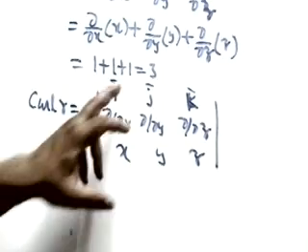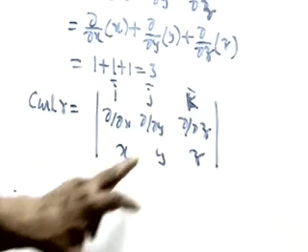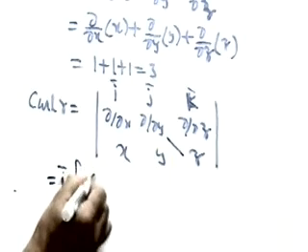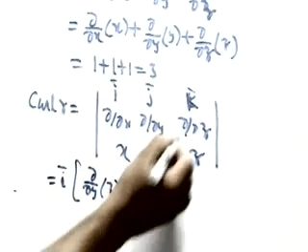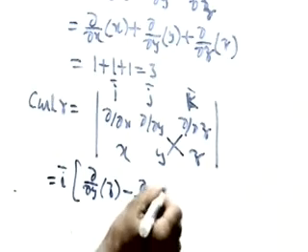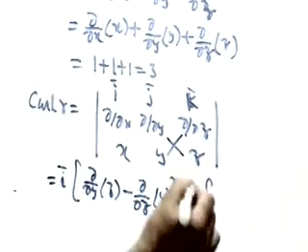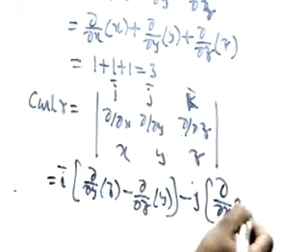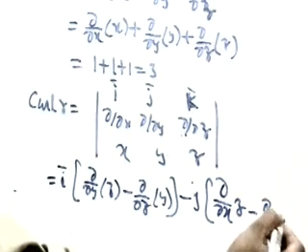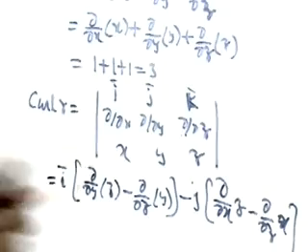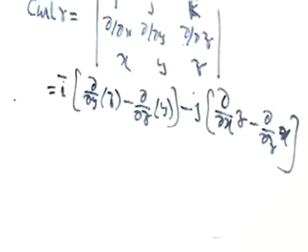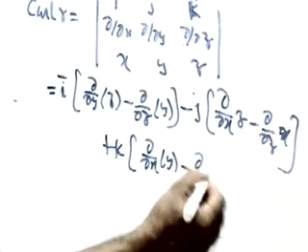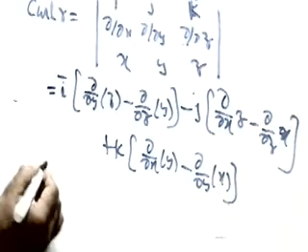Now see here, next question, curl. We know curl is the determinant with i, j, k, ∂/∂x, ∂/∂y, ∂/∂z, x, y, z. Now let me expand this. So i into, we have to multiply this, ∂/∂y of z minus ∂/∂z of y, minus j into ∂/∂x of z minus ∂/∂z of x. Then lastly plus k into ∂/∂x of y minus ∂/∂y of x.